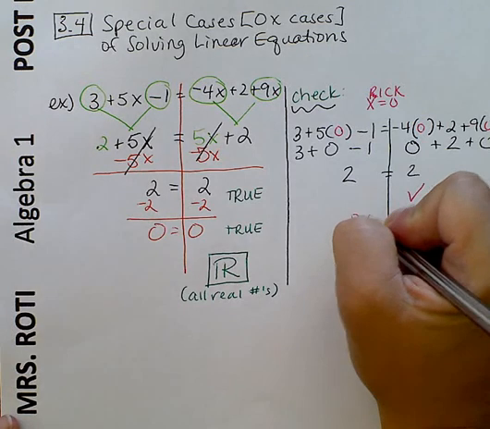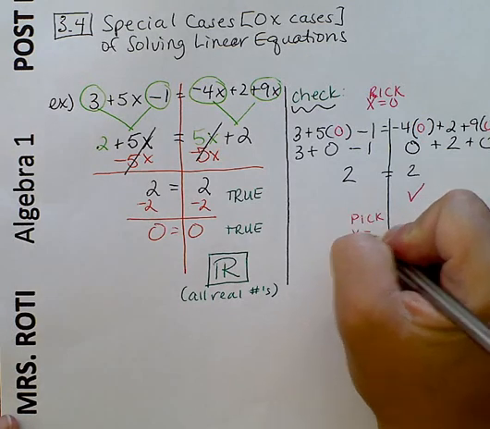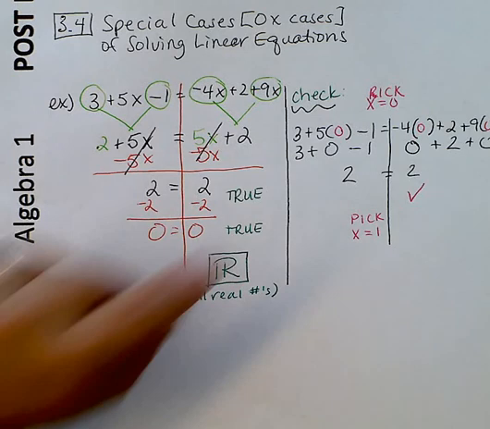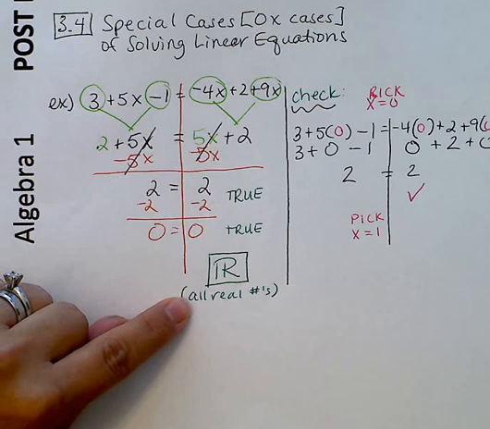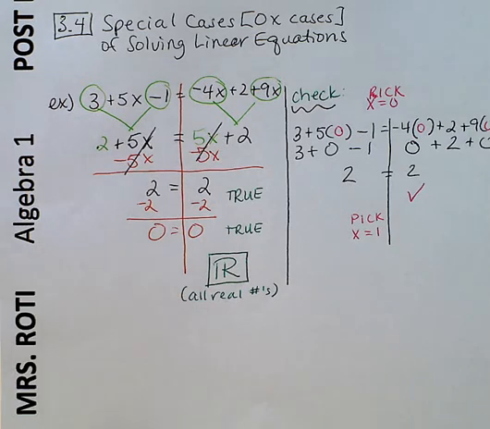Now let's try picking x equals 1. Because this is just like picking a solution in the last section, where you had one number and you plugged it in and it works. What makes it different is that all real numbers should work. So if I pick another number, that should also give me a true statement.